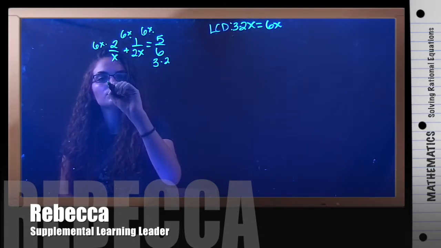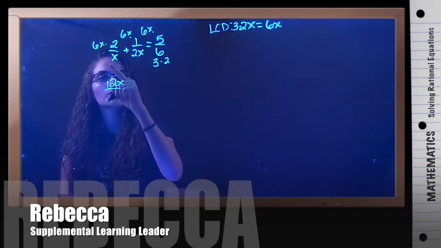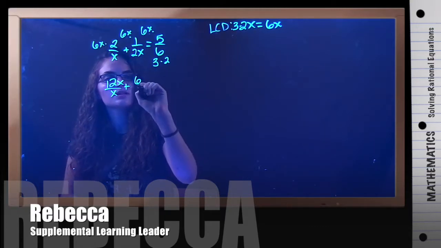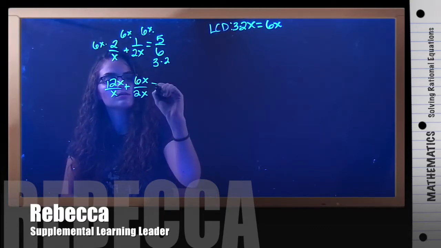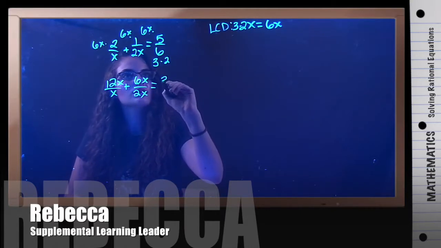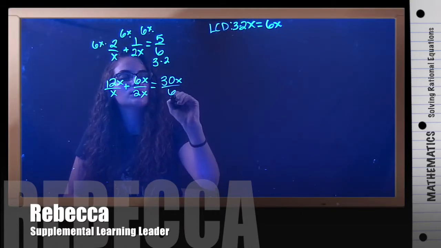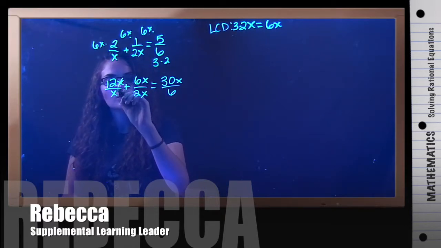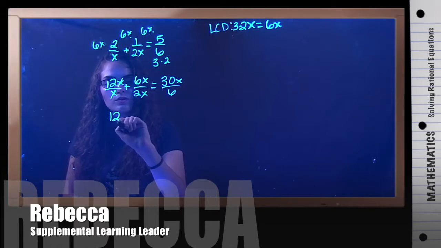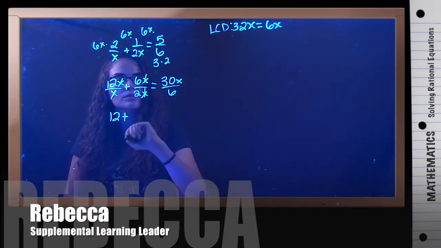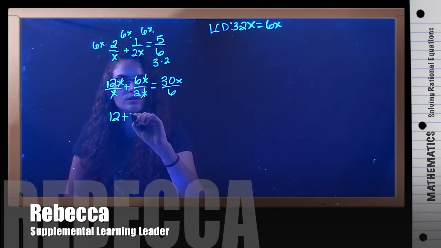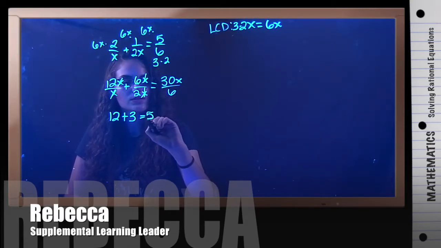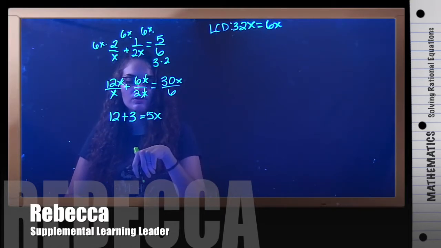6x times 2 is 12x over, we're just going to leave the denominators the way they are for right now. 6x times 1 is 6x over 2x equals 6x times 5 is 30x over 6. And now we're going to reduce everything. So these x's will cancel, and we're just left with 12, plus these x's will cancel, and 6 divided by 2 is 3. And now 30 divided by 6 is 5, and we still have the x, so 5x.